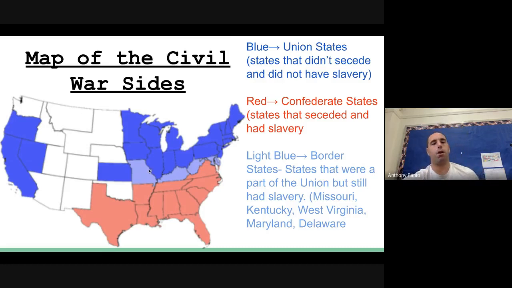The last group are these four states. These four states are known as the border states. Now, you don't really need to know this for this class, but you will see the name come up, so I'm exposing you to the word. Border states are states that did not leave the Union. They did not leave the country, but they still had slavery. All right, so you don't need to write any of this down. I'm just kind of giving you a sense because you're going to see some of these terms as we go through it, okay?